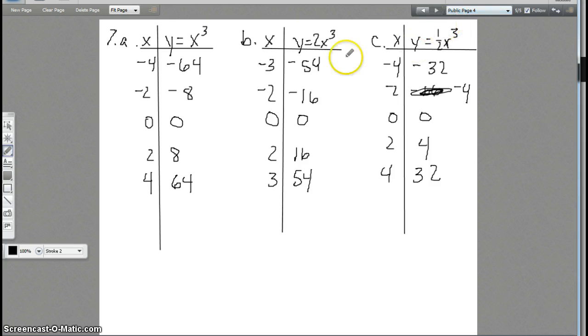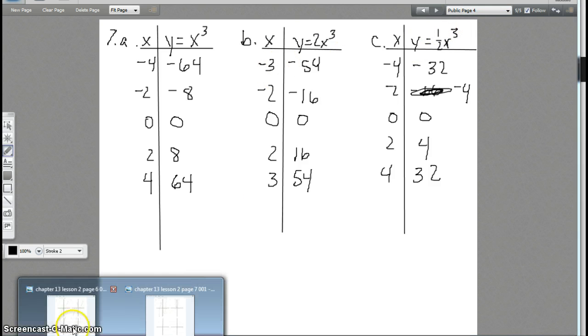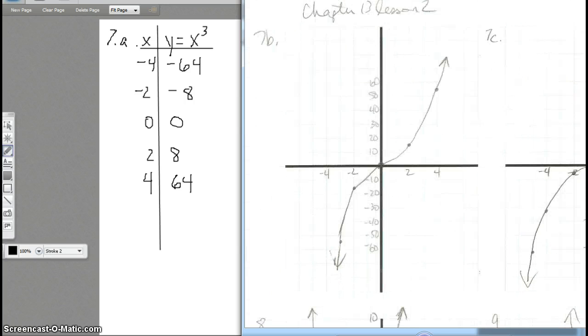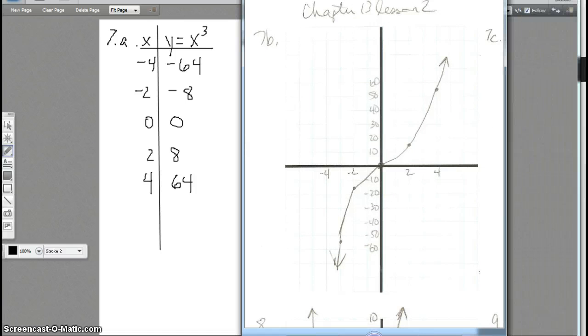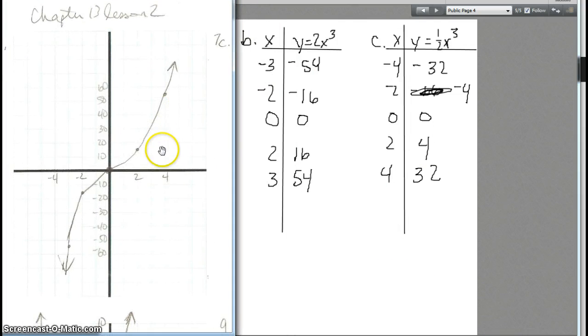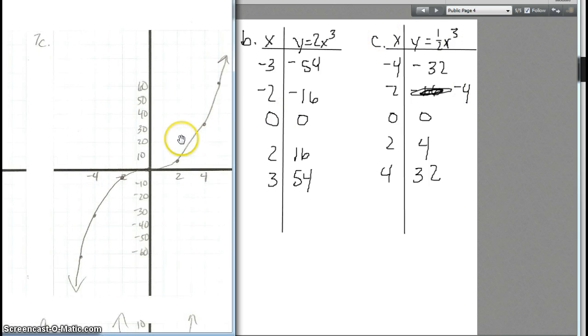Okay, so now let's look at a graph for part B. For part B, let me make this bigger. Okay, so for part B, we have this graph here. You can see that we still cross through the origin. The difference between this graph and the last graph is that it's taller and skinnier than the last one was. And so now let's look over here at part C. This is 1/2 x cubed. You'll notice this one is wider than the last one was.